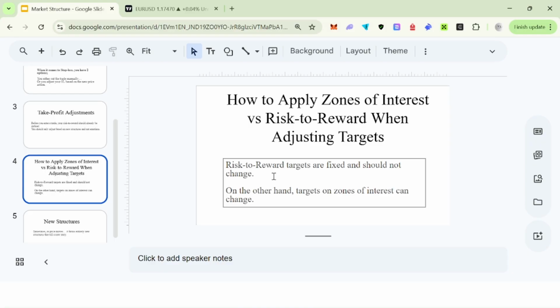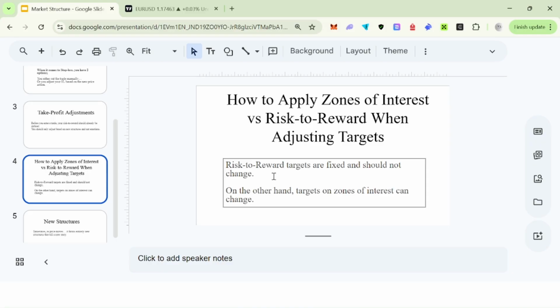And the best approach, to be very honest with you, is to combine both of them. Your risk to reward targets that should not change should be there. And on the other hand, your targets on your zones of interest that can change should also be there. So you're applying both of them to the same trade. Now, here is the important part. Unlike risk to reward targets, zones can change.